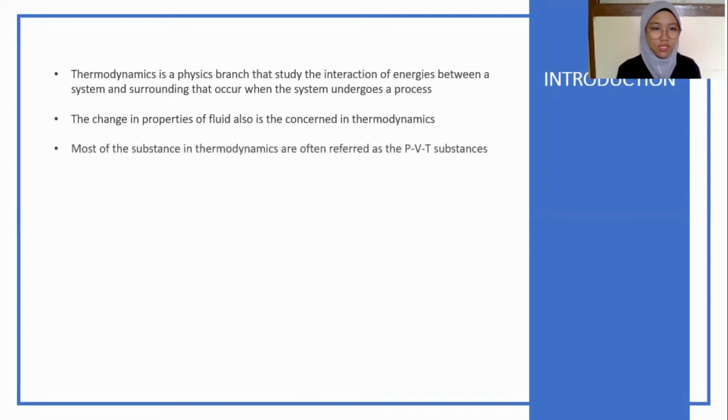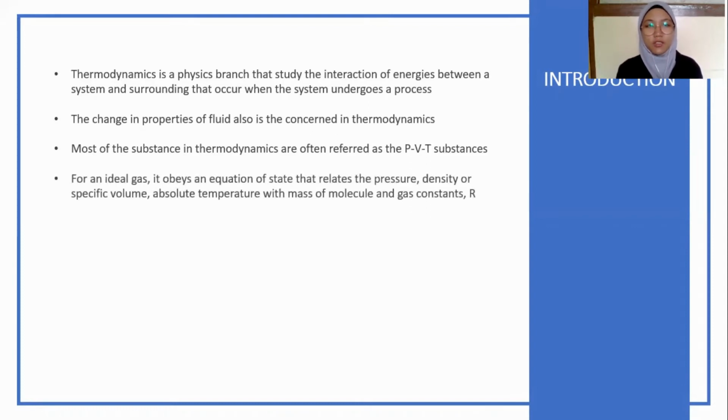Most of the substances in thermodynamics are often referred to as PVT substances. An ideal gas obeys an equation of state that relates the pressure, density or specific volume, and absolute temperature with the mass of the molecule and the gas constant. Unlike an ideal gas, a real gas does not obey the equation of state.